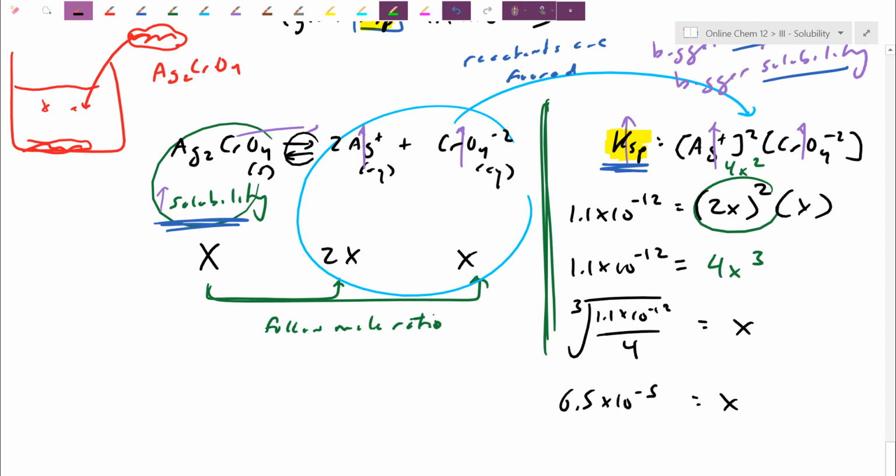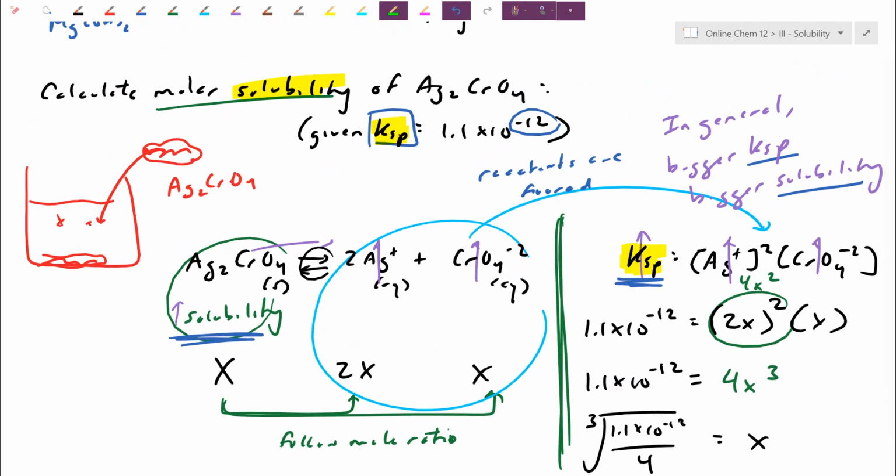So I went through this math here. I took the KSP as given in the problem. This was your equilibrium constant. This was telling you reactants are favored, and now you managed to find X. Go back and reread the question. They wanted to know the molar solubility.